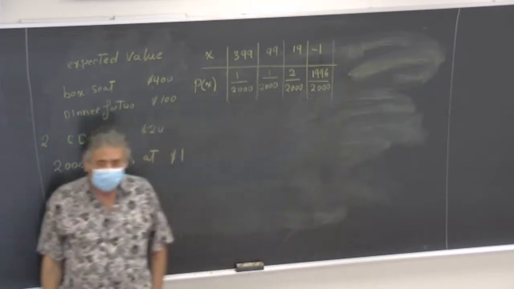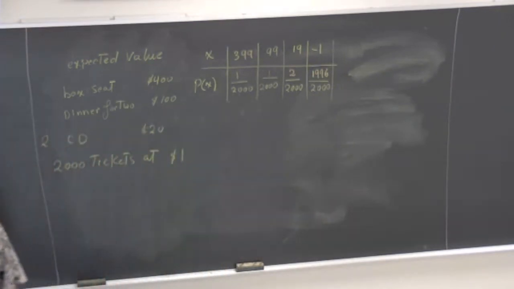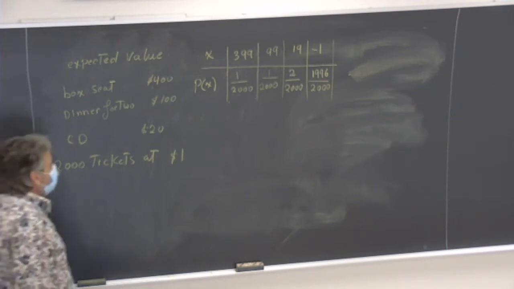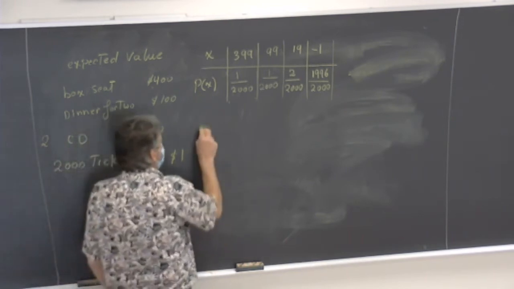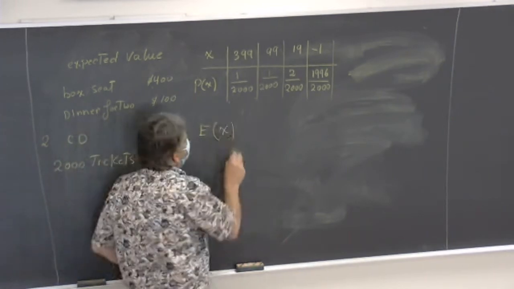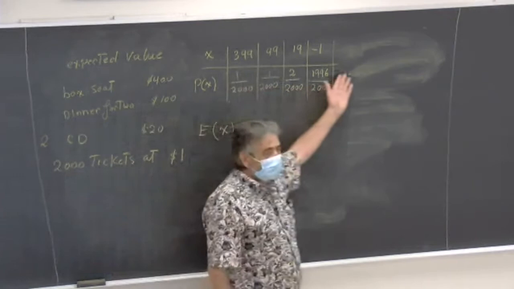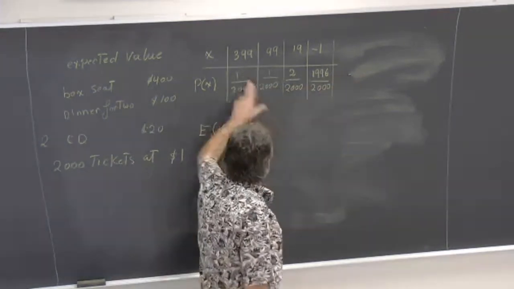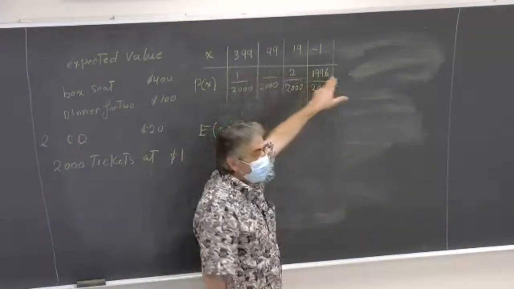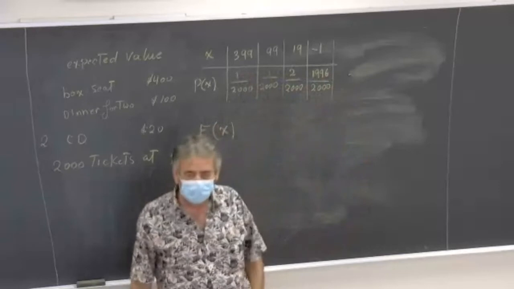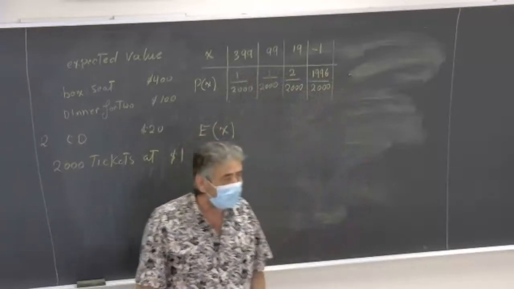So the chances of you losing is 1,996 over 2,000. Does that make sense? So now we look at the expected value. If we were to add all of these, we end up with 1. Yeah? Because 1 plus 1 is 2, plus 2 is 4, plus 1996 is 2000. 2000 over 2000, that's 1.